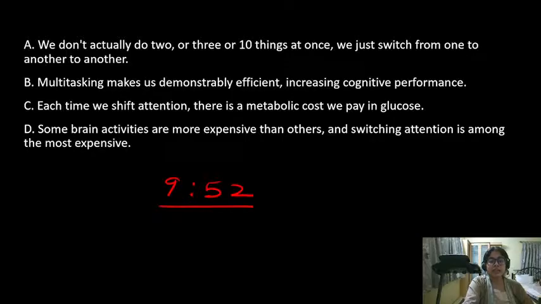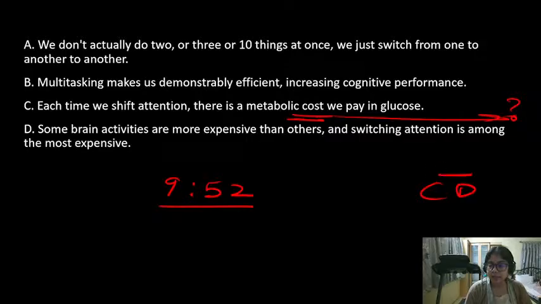Some brain activities are more expensive than others, and switching attention is among the most expensive. Okay? So, ideally, if I look at it as a parajumble question, because first I need to understand the chronology of statements, I can see a pair here. Pair on the basis of cost. Each time we shift attention, there is a metabolic cost we pay in glucose. What is that cost? Explained in D. So C and D are a pair.